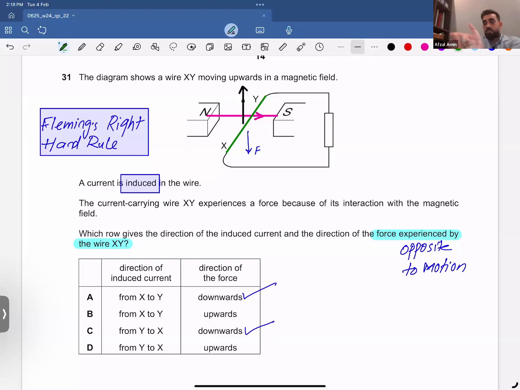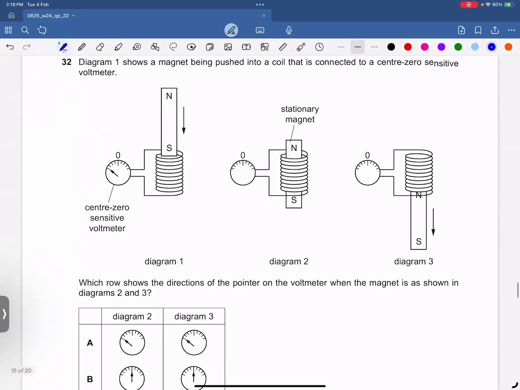Field right, so the index finger is into the page, away from me. Away from me means current is X to Y. Right option is A. So we applied Lenz's law and Fleming's right hand rule. If you have any questions, you can ask me. We proceed to the next component. Okay. Question number 32.